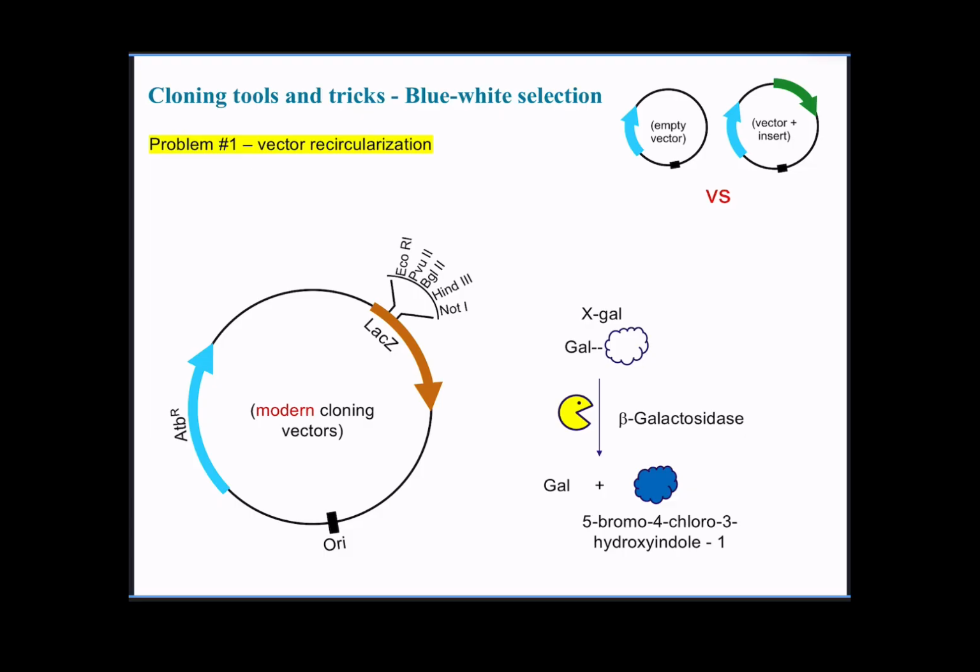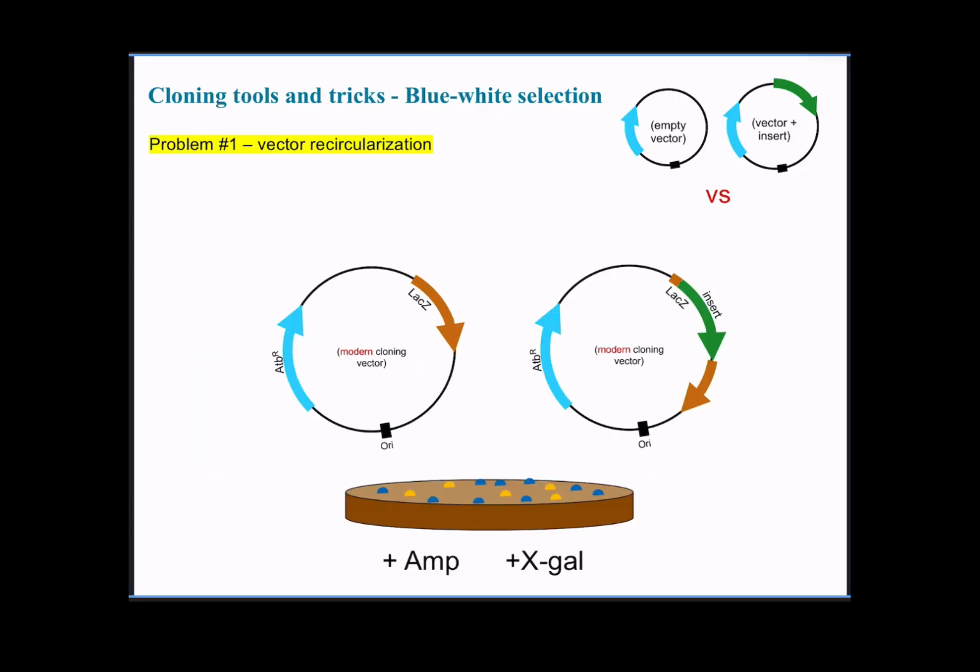It's blue stuff. So the bottom line here is that if you use one of these vectors and your insert went into the MCS, it will interrupt the normal coding sequence of LacZ. No beta-galactosidase will be produced by those bacteria, and then this funny chemical cannot be turned into the blue product. So those bacteria that picked up a plasmid with an insert inside of the MCS will not produce beta-galactosidase, will not produce blue product, will make creamy colonies or white colonies, and hence all of those references in the previous slides to the white colonies, right?